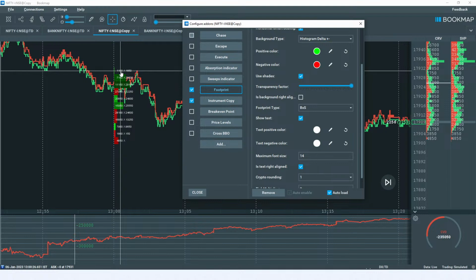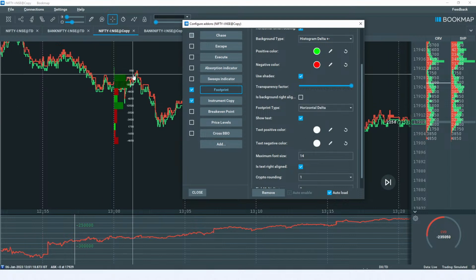Market buy minus market sell. All right, so in this case it's a positive delta only, a positive number only. So this is the delta information itself.